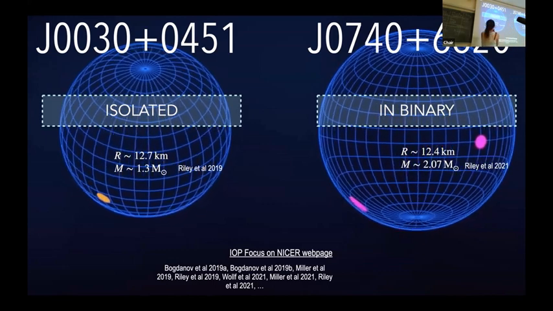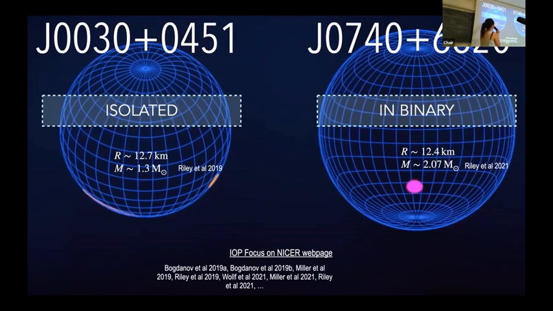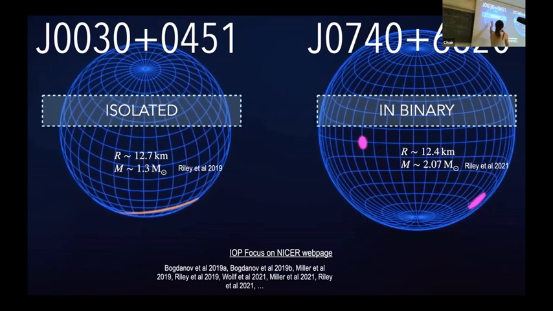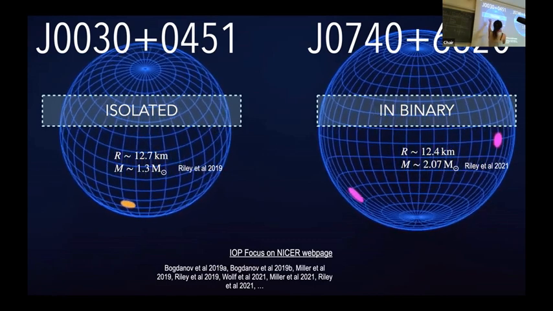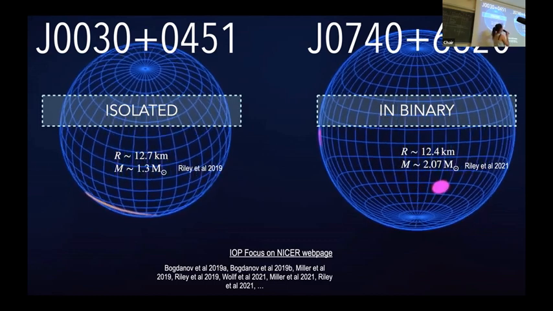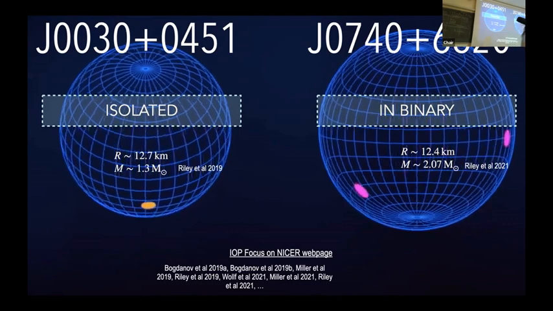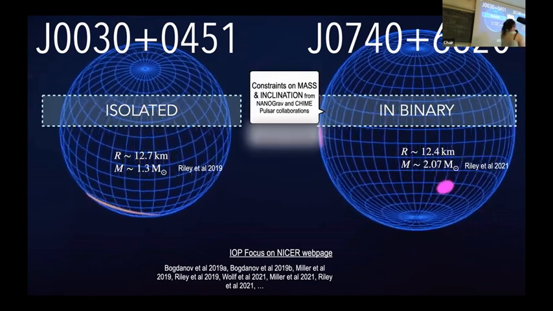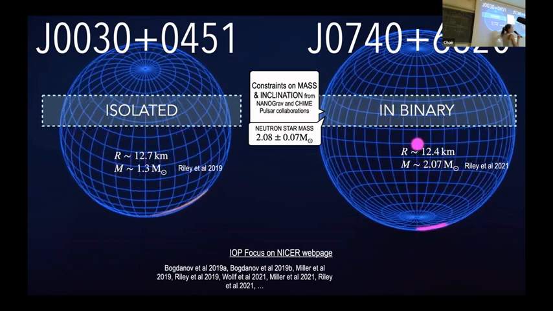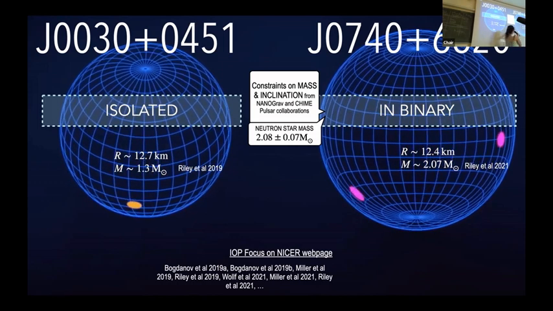Okay, so these two pulsars are actually already, as you can see here, quite different. First of all, J0030 is an isolated pulsar, while J0740 is in a binary. And what does it mean? Well, it means that thanks to radio observations, we actually have some priors on important parameters such as inclination and mass. And this is very important for our analysis.